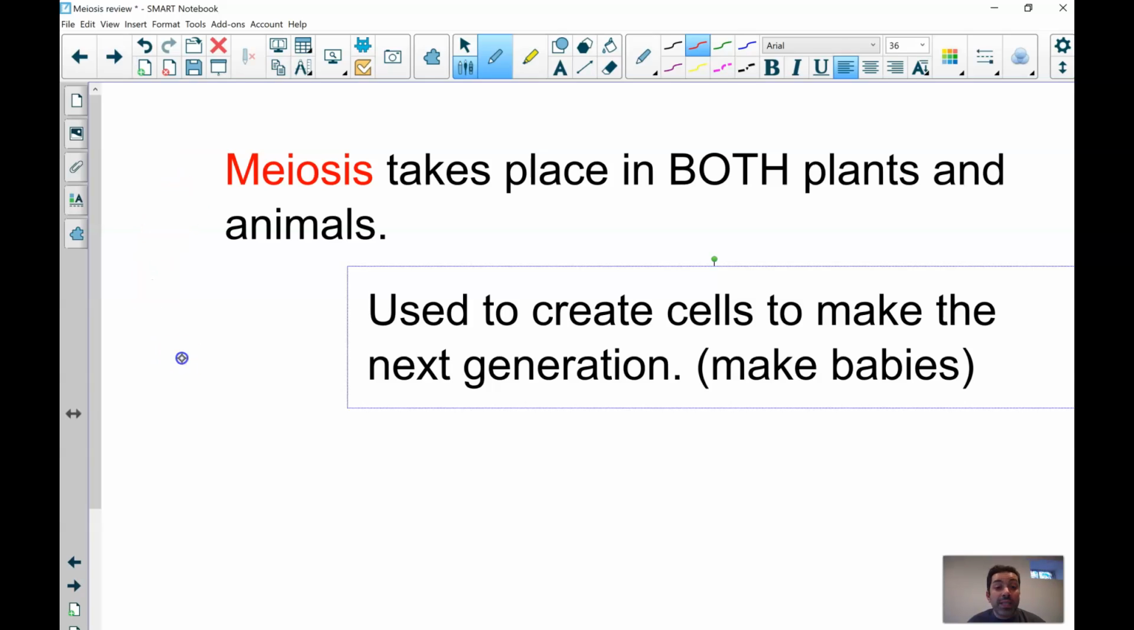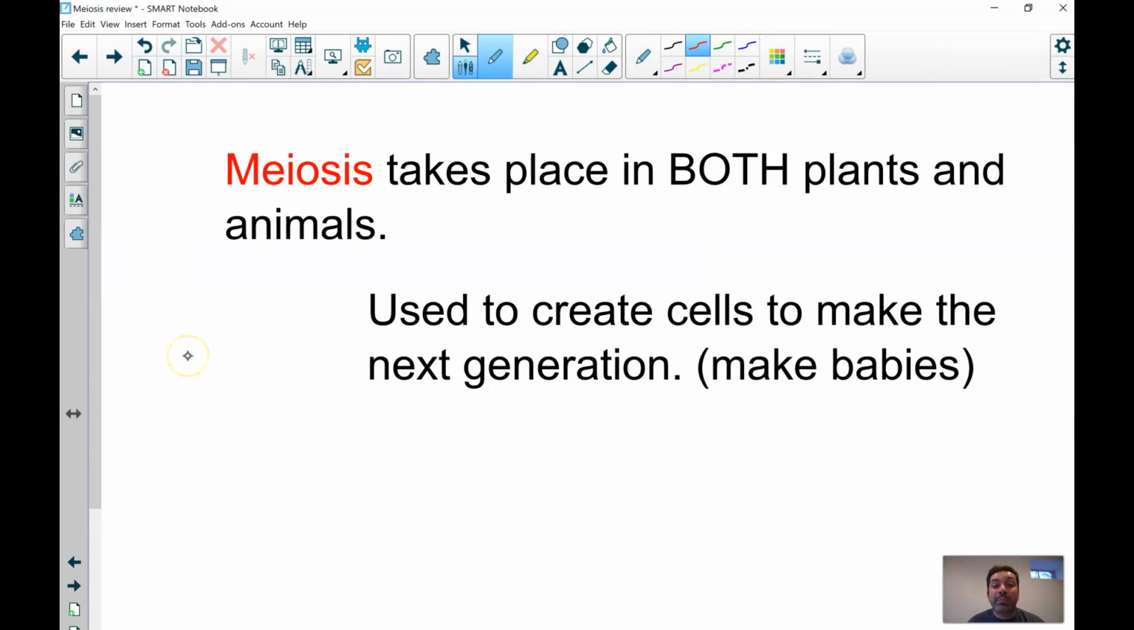Meiosis, like mitosis, does take place in both plants and in animals. And like we said, it's used to create the cells to make the next generation. It makes babies. Sperm cells and egg cells are the cells that animals, humans in particular, use to make babies. Males create sperm cells, females create egg cells, and we'll see later on this week or next week how those come together to create a new life.